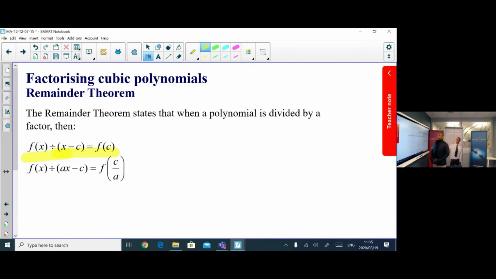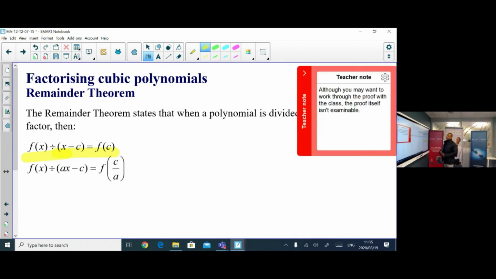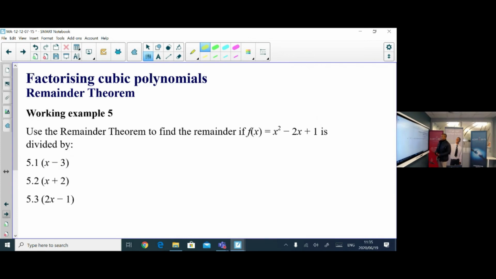So you can note that you have no need to prove this at this stage because it's not examinable, but we want to prove it in the practical part by using it in particular questions so that you understand it better. For example, use the remainder theorem to find the remainder if x squared minus 2x plus 1 is divided by x minus 3 or by x plus 2 or by 2x minus 1.